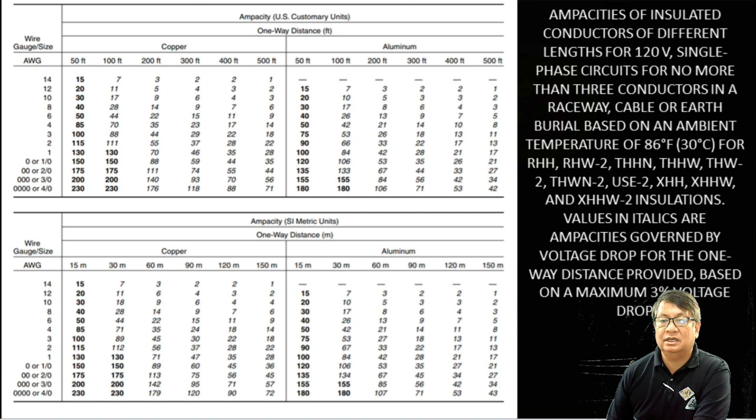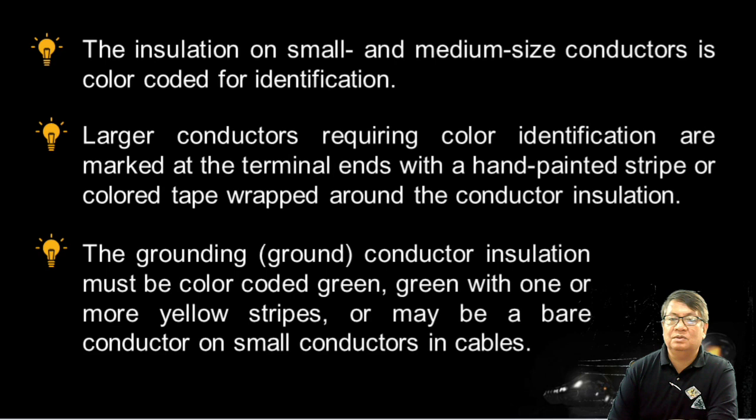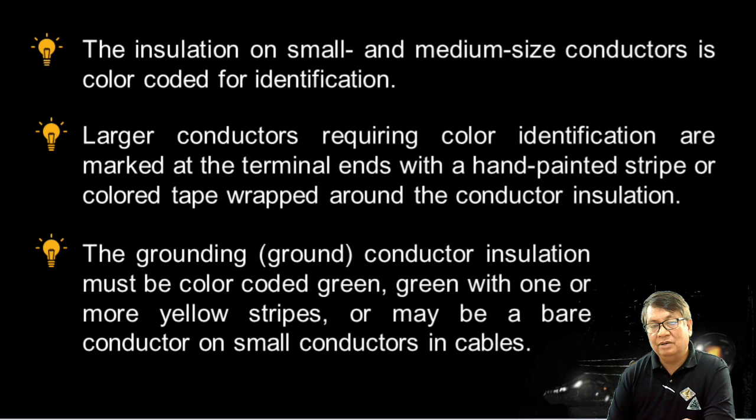So, we have insulation color coding and identification of markings. This is also very important. Okay, the insulation on small and medium-sized conductors is color-coded for identification. So, what is the green one? And the gray one with stripes? Those are our grounding system, the grounding conductor. Okay, larger conductors requiring color identification are marked at the terminal ends with a hand-painted stripe or colored tape wrapped around the conductor insulation.